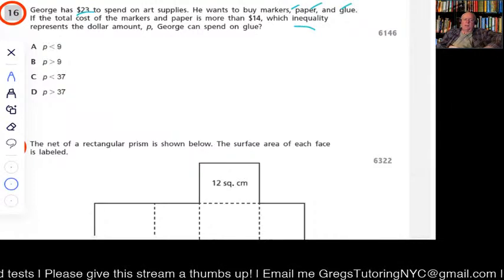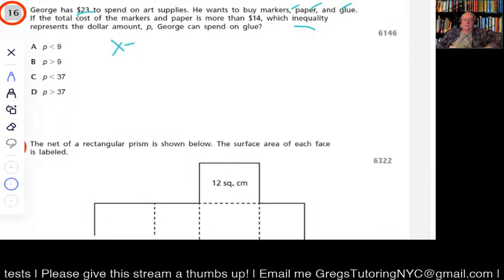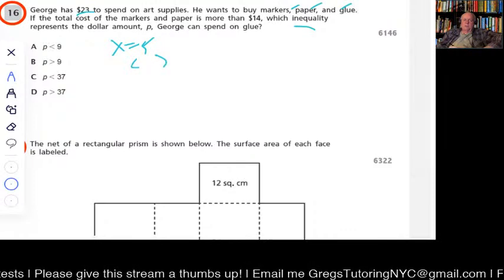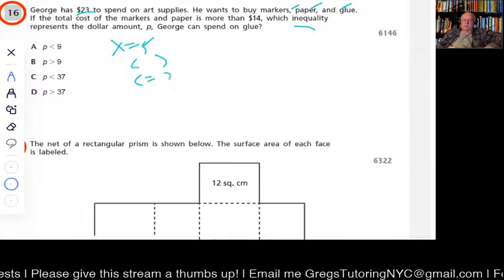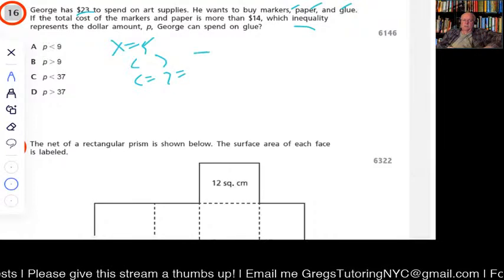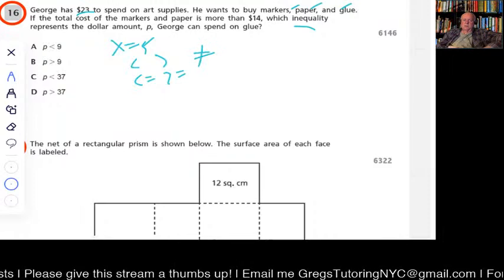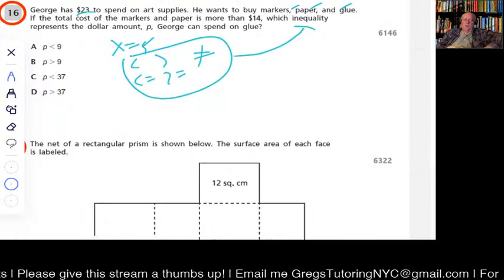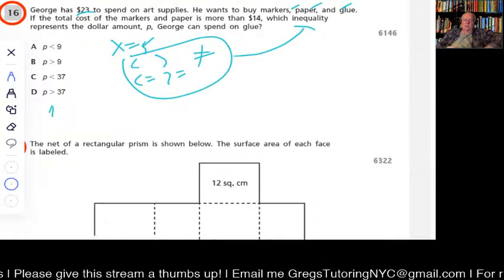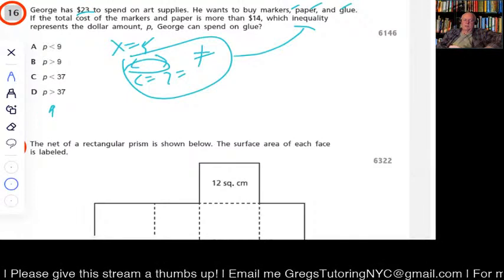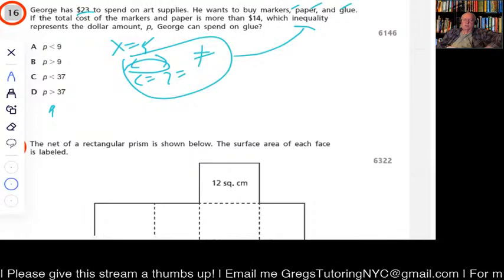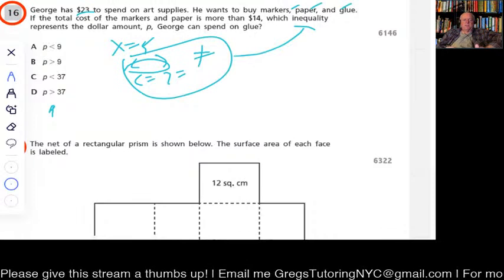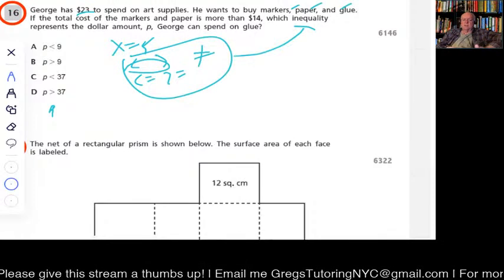So equalities are like x equals 5. An inequality is going to use less than, greater than, less than or equal to, greater than or equal to, or not equal to, which is an equal sign with a slash through it. So these are the inequalities. And if you notice, the choices here are only using these two, which is fine. Which inequality represents the dollar amount P that George can spend on glue? So let's go through this one more time. He has $23.